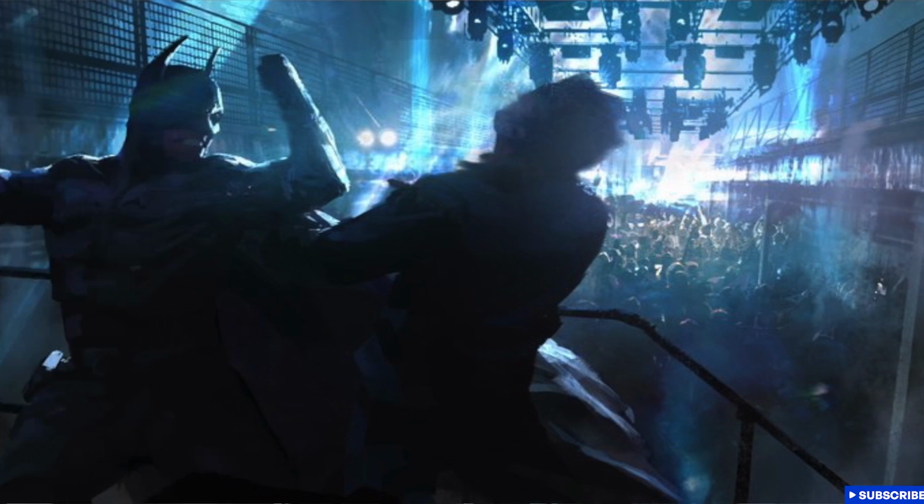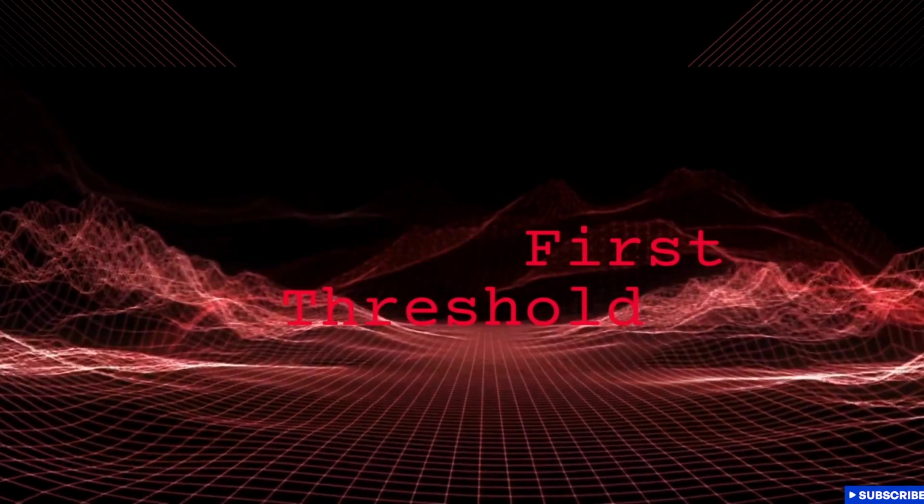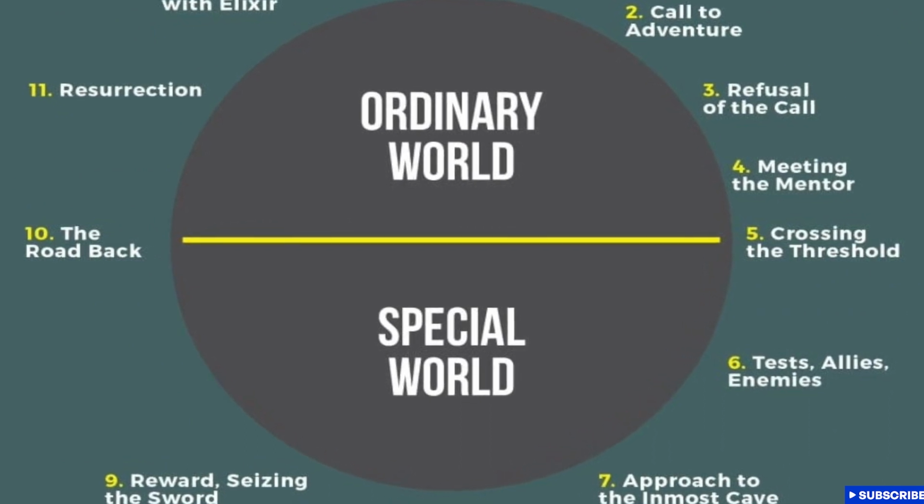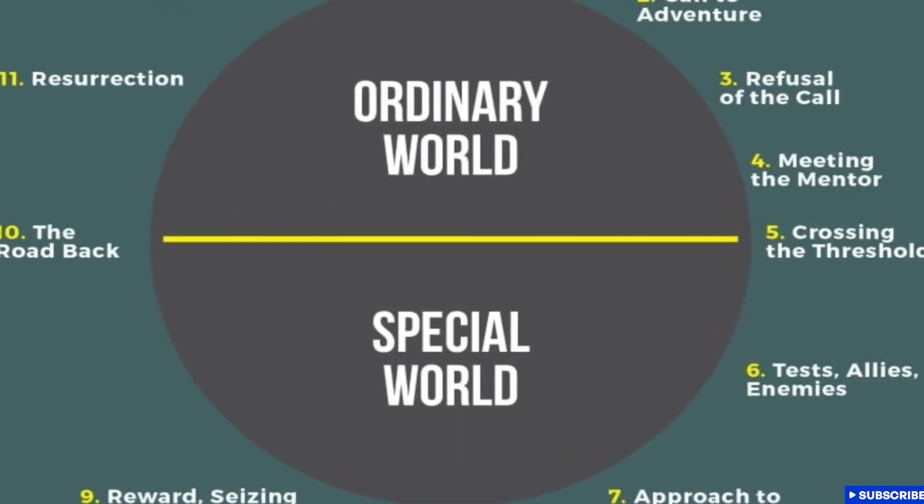Like in a lot of movies, there's a bit of a switcheroo here. So I'm going to backtrack a few scenes and explain how Batman breaking into the Iceberg Lounge is actually crossing the first threshold, sequence number 5. So this sequence captures the moment that a hero commits to their journey and crosses the gateway between their ordinary world and the special world.